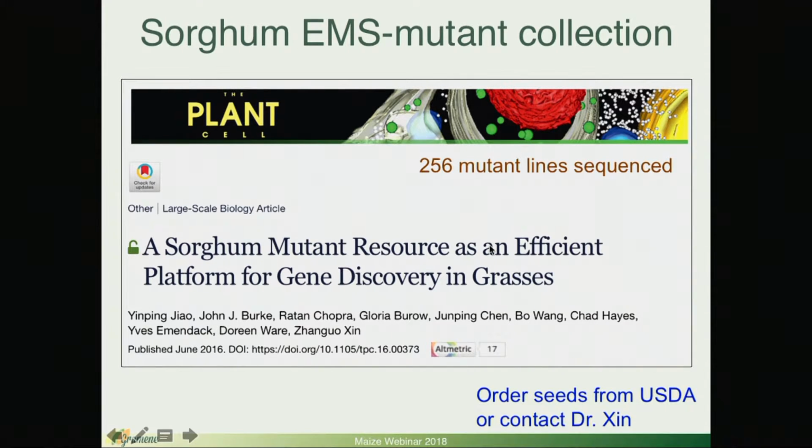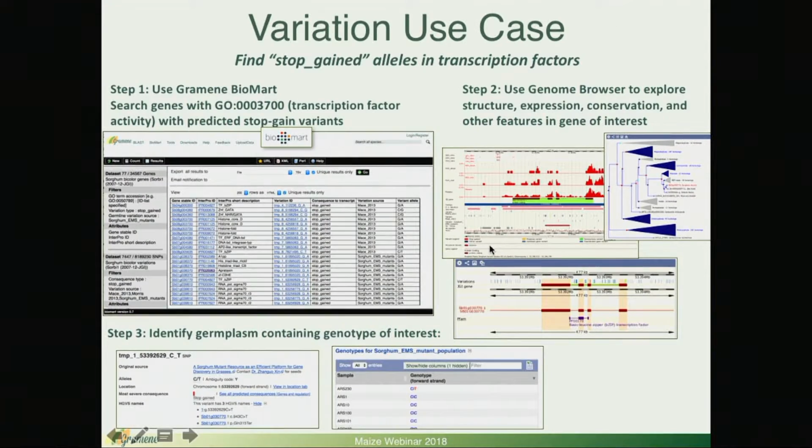But how do you go about exploring this collection? Let's say that you are interested in finding any EMS mutant that resulted in a truncated version of your protein product. So you're going to look for stop gain alleles in, say, transcription factors.